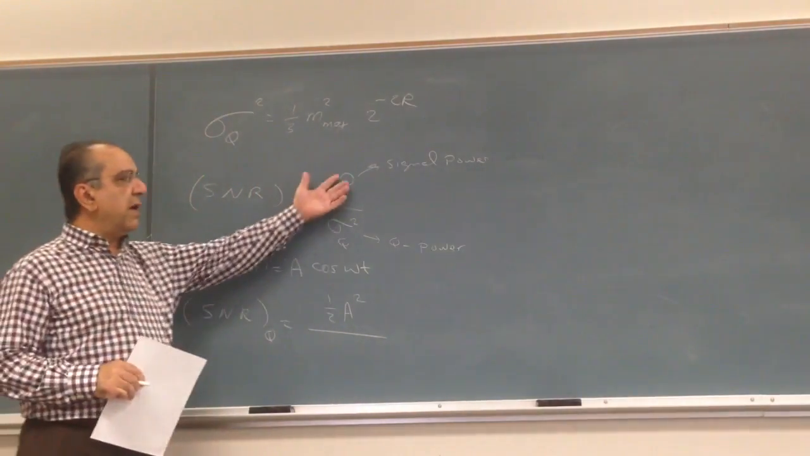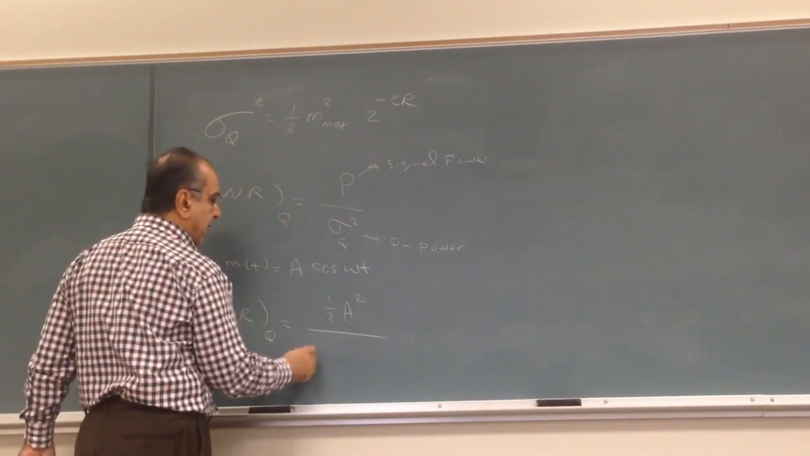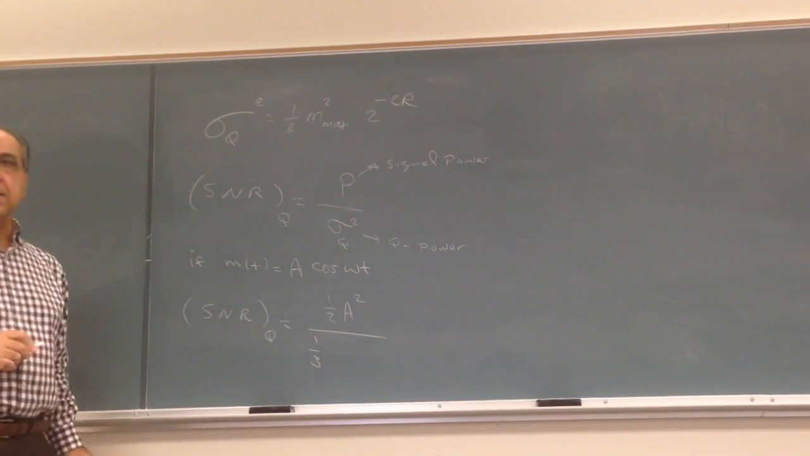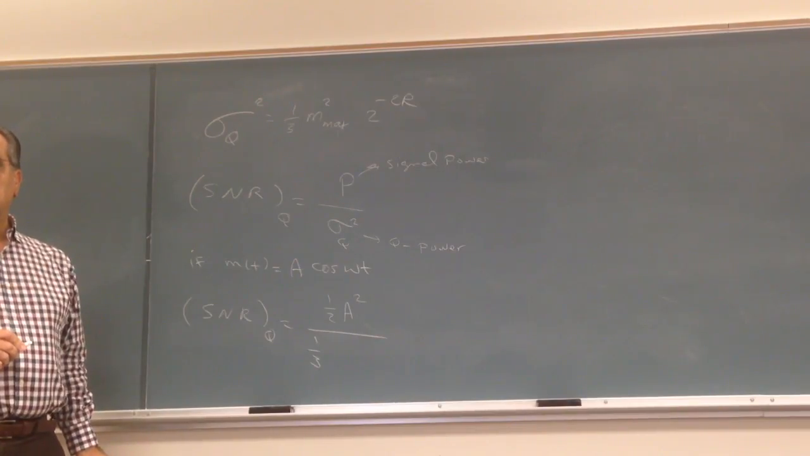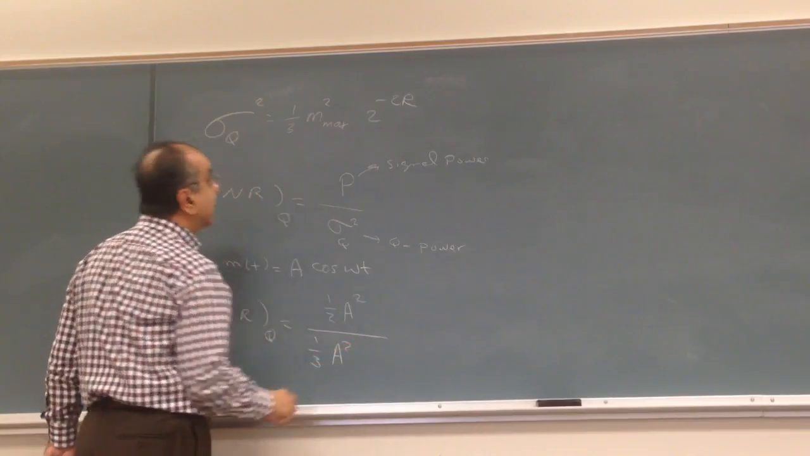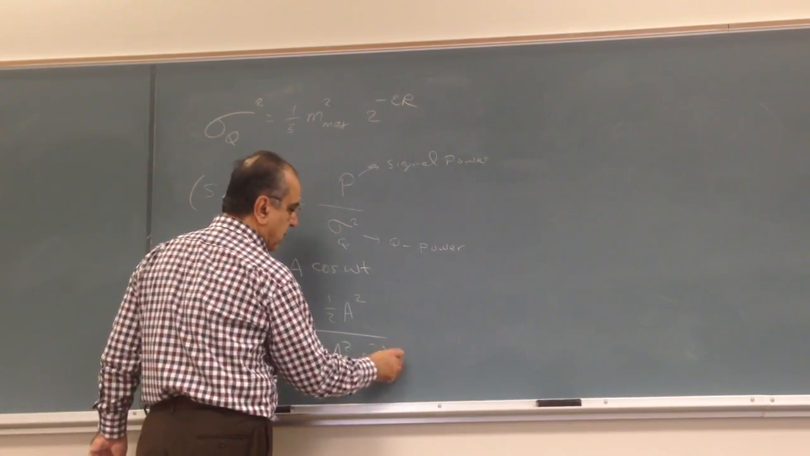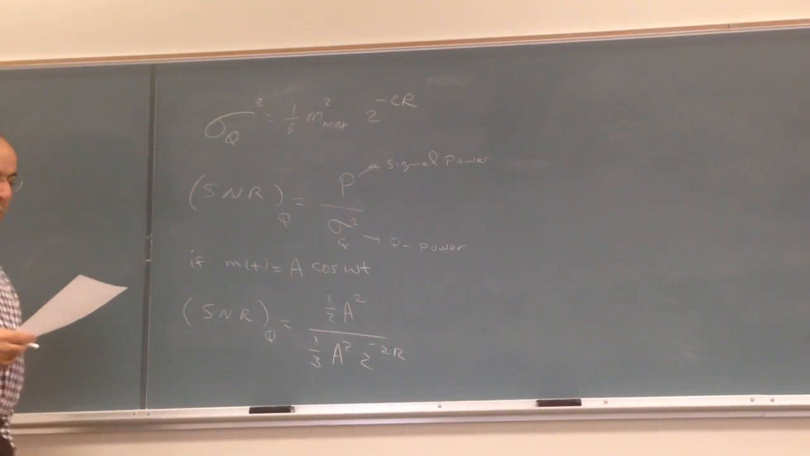Because that's your average power. Divided by this guy, but what is this guy? 1/3. What should I use instead of m sub max squared? A squared. A squared. Very simple, isn't it? And then you can simplify it any way you want.